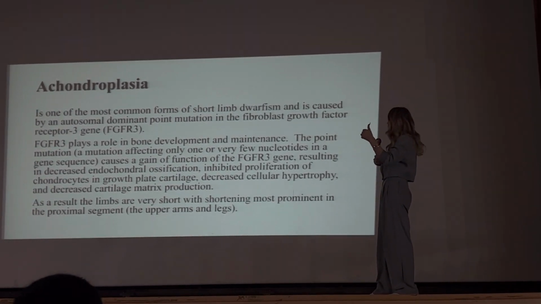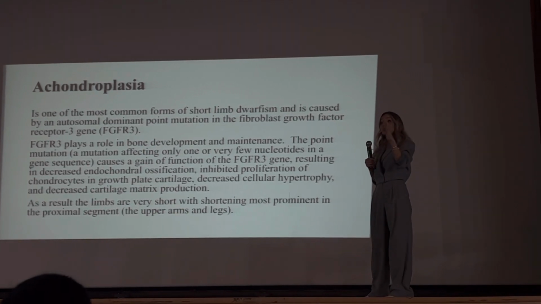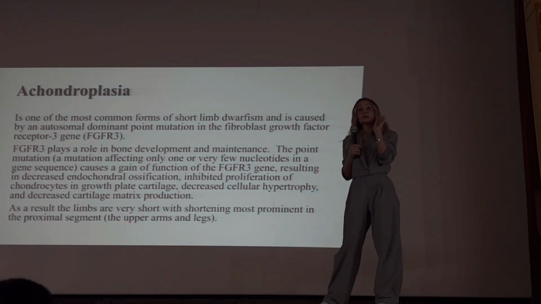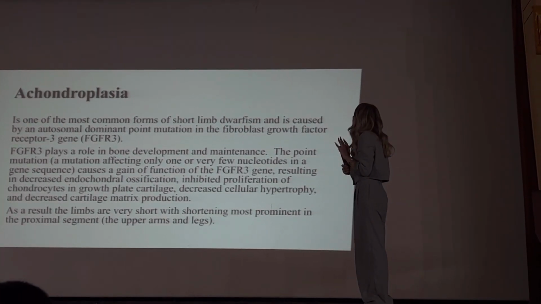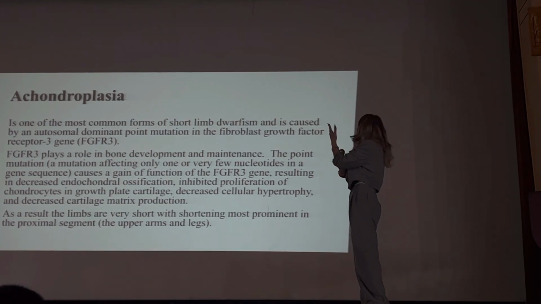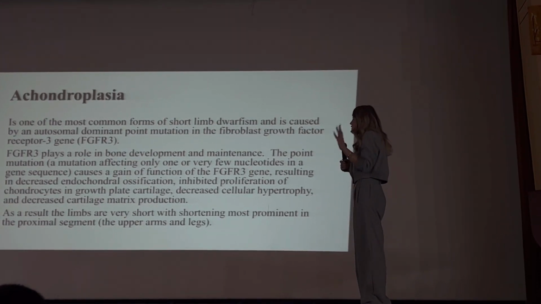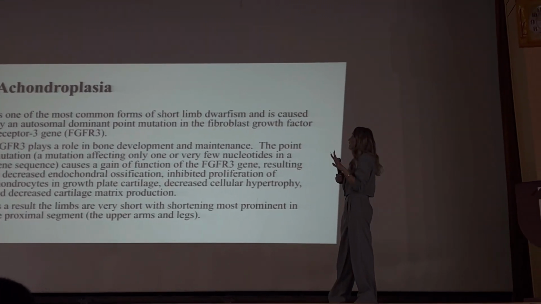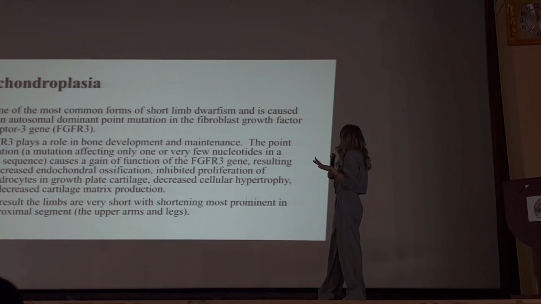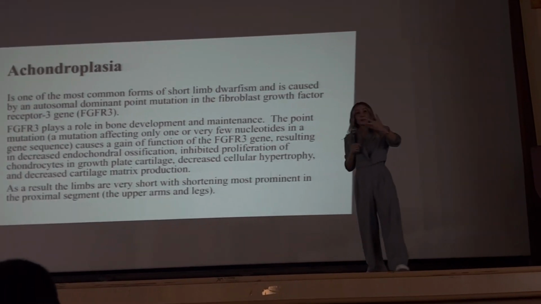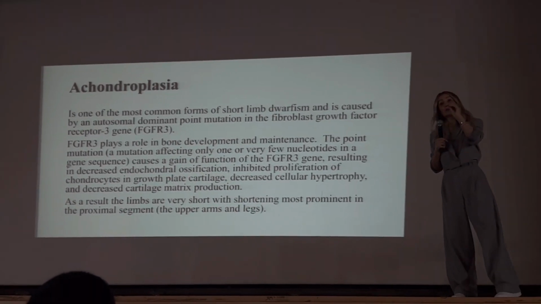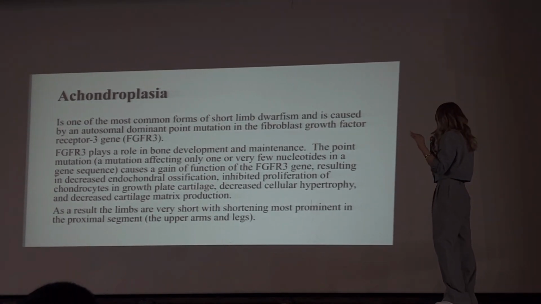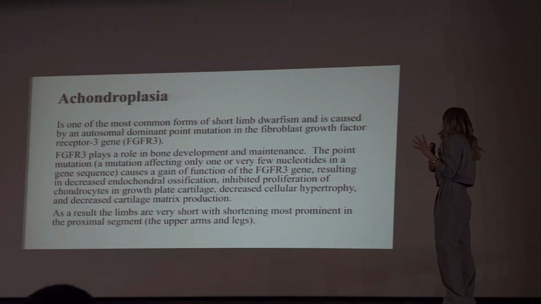FGFR, fibroblast growth factor receptor 3. If there is a mutation, a type of autosomal dominant mutation, the baby will be born with achondroplasia. This receptor 3 gene plays a role in bone development and in maintenance. So the development or the maintenance of bone and growth factor is important. That's why, again, a point mutation will be a problem.